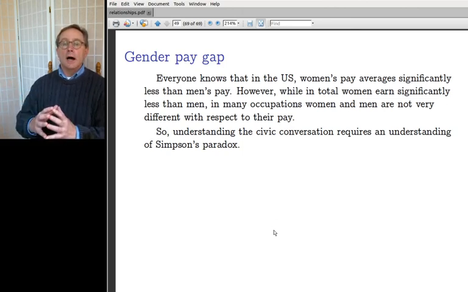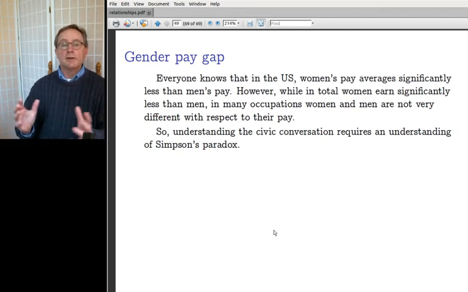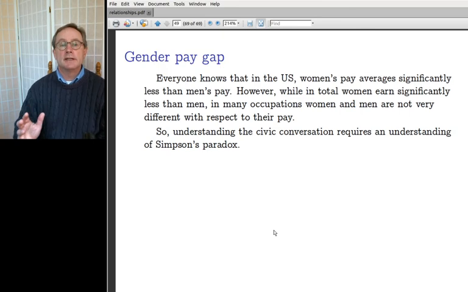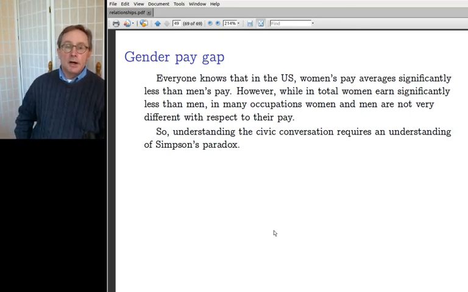So please, I am not claiming that there is not gender discrimination. I'm not claiming that at all. All I'm saying is that to understand the conversation in the civic space, you have to understand Simpson's paradox. How is it possible that one side can say overall women make much less, and the other side can say occupation by occupation they tend to be very much equal, and both sides are right? Both sides have the numbers to back themselves up. How's that possible? And the answer is Simpson's paradox.